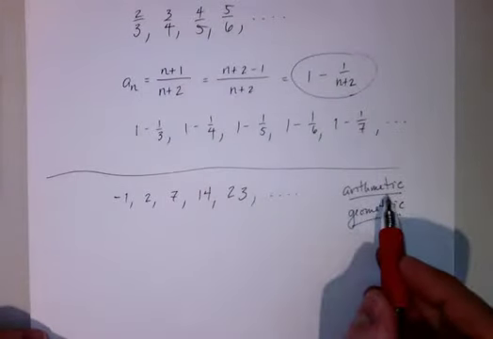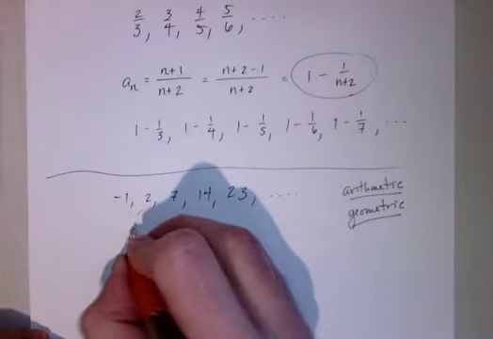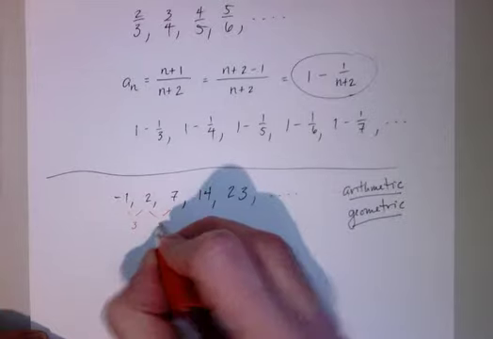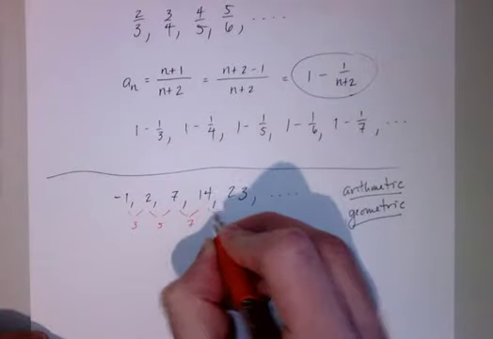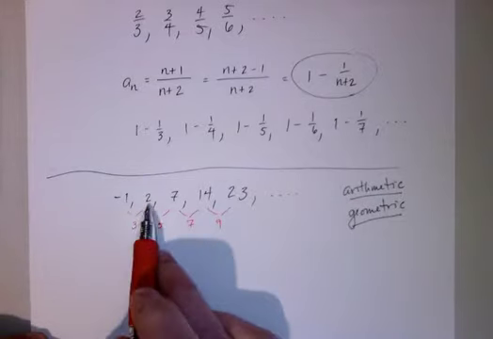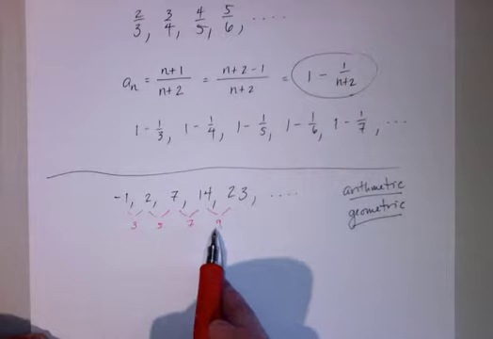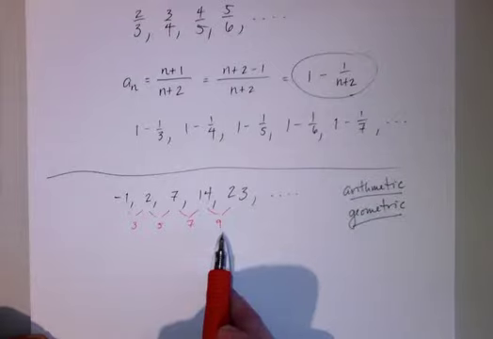We identified an arithmetic sequence when there was a common difference, okay? Well, here the difference is not common, at least not here. The difference between -1 and 2 is 3. Between 2 and 7 is 5. Between 7 and 14 is 7. Between 14 and 23 is 9. Now, those are consecutive odd integers. What else progresses by consecutive odd integers?